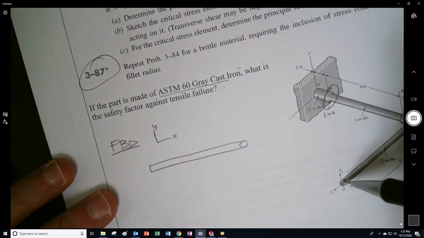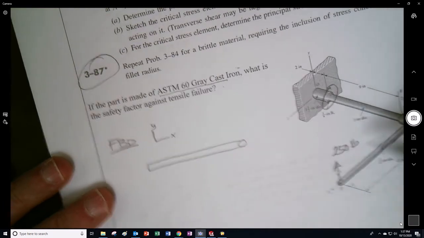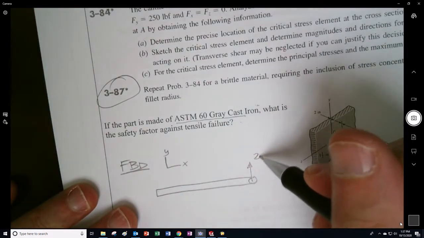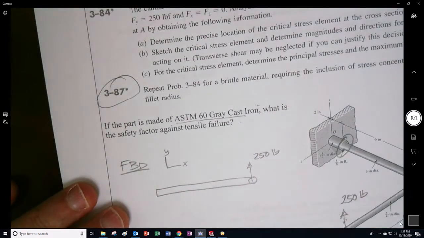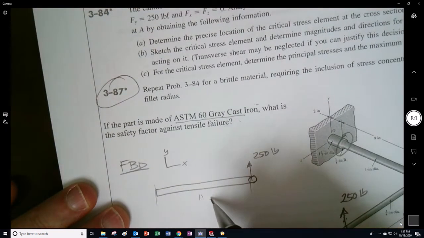So we're going to look at this location right here. From the free body diagram, which we could probably skip, but we're going to do it anyway, looking at it from the side in the XY plane right here, they said that they're going to have 250 pounds coming upwards, like that right there. So we have 250 pounds right here, and it appears to me that we're going to have 9 plus 2 is the distance that we have right here, so 11.